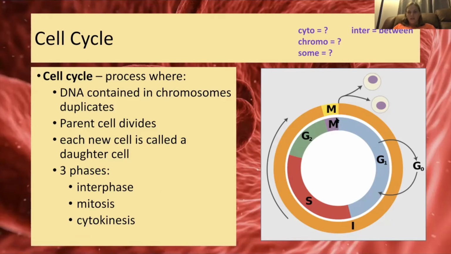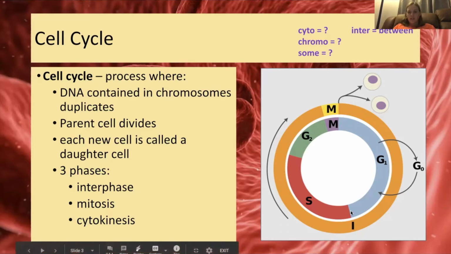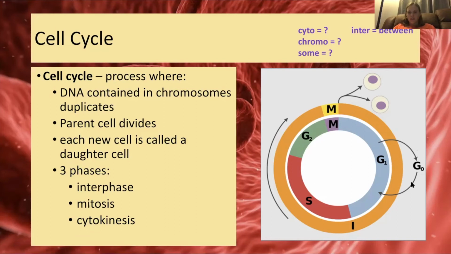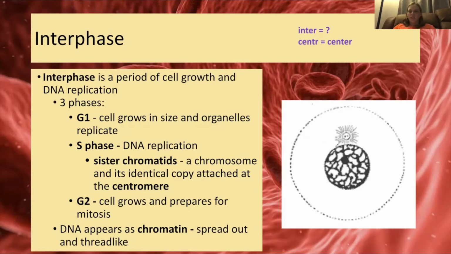You can't see the different phases of the mitotic phase in this pie chart, but you can see that interphase has been broken down into three phases, G1, S, and G2, and then there's also this G0 phase. We mentioned that interphase is the longest phase of the cell cycle. This is the phase where the cell is growing and doing its normal thing. It's replicating its DNA. It's making preparations for cell division, but it's not dividing yet.